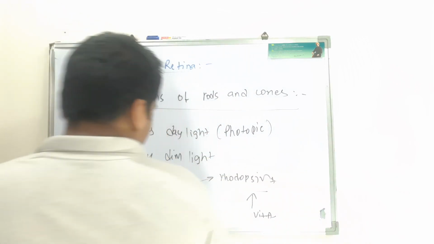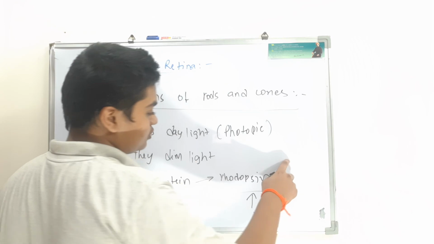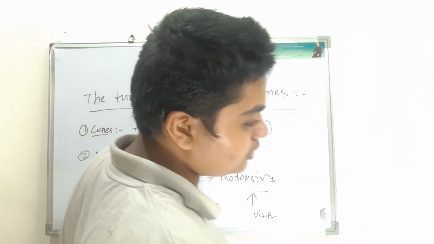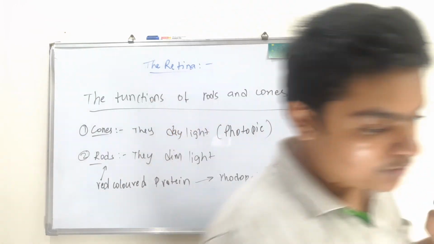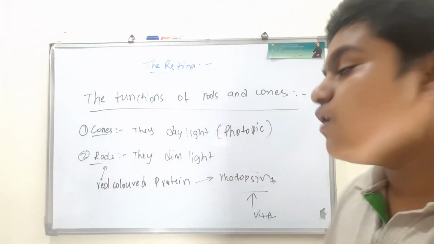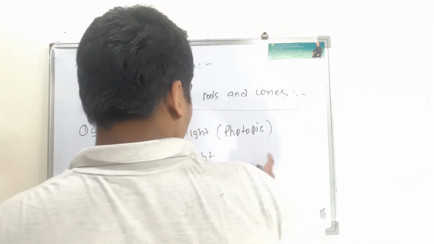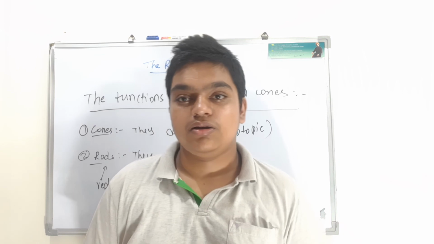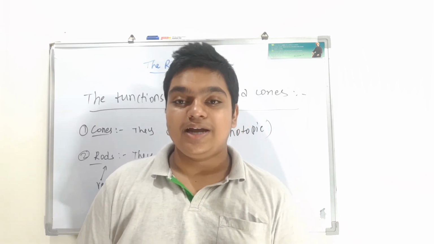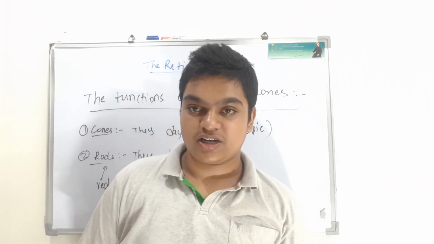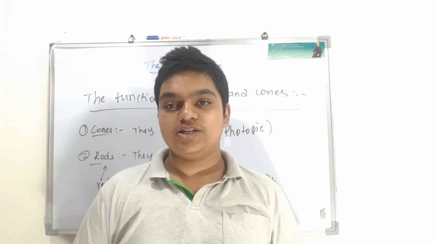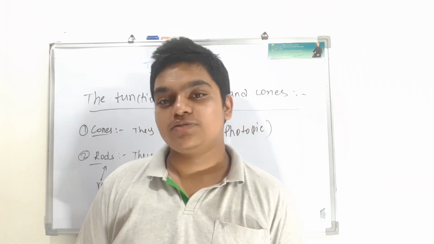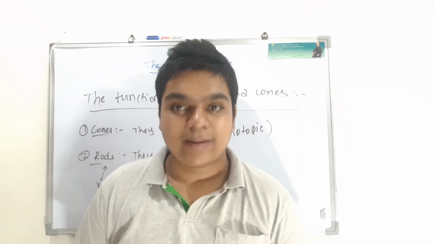Now all this information is carried towards the brain through the optic nerve. If you remember the previous diagram, I showed you a small spot called the blind spot, and that blind spot is just before the optic nerve, and if the light falls on that blind spot, it cannot be sensed. Okay, that is why it is called the blind spot.